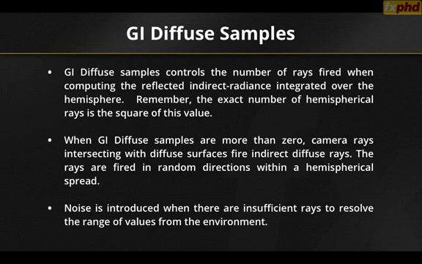Okay. Now noise is introduced when there are insufficient rays to resolve the range of values in the environment. Okay, so if you're getting noise, it's because you don't have enough rays being fired, and so you would need to then up the diffuse samples. Now remember that the diffuse samples are being multiplied by the AA samples, so you're going to need to kind of balance those two out.